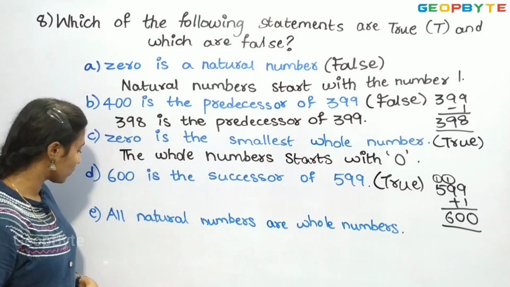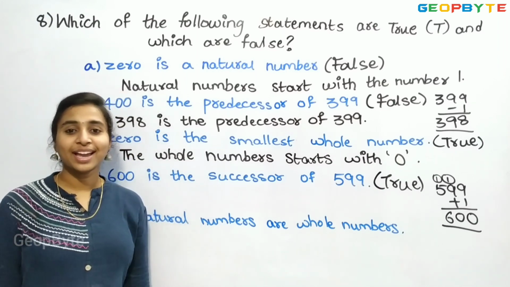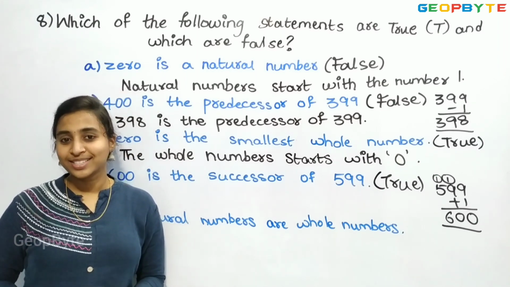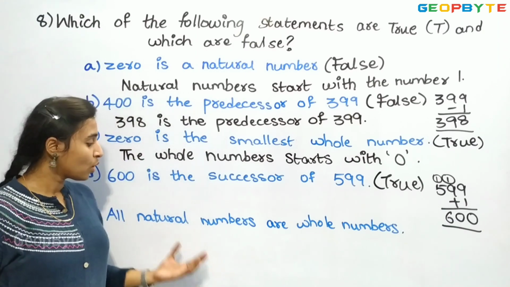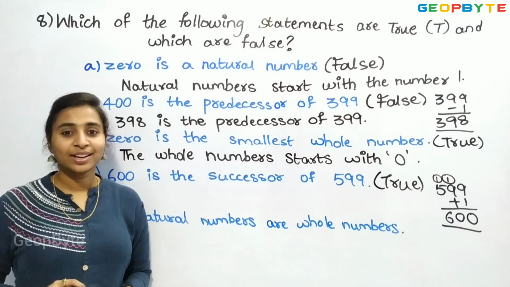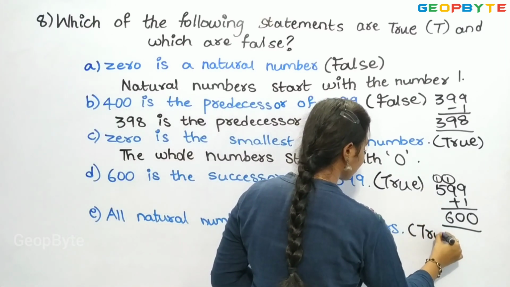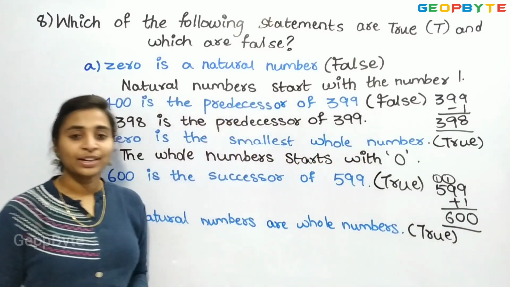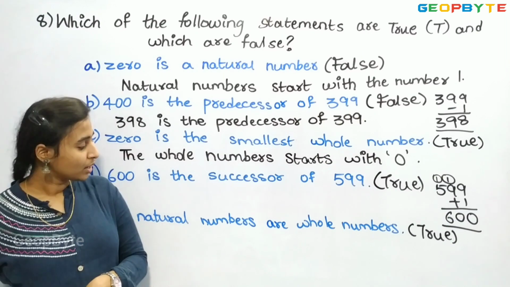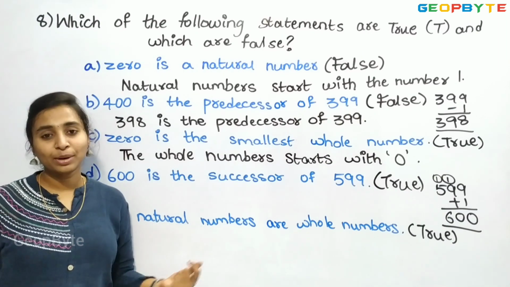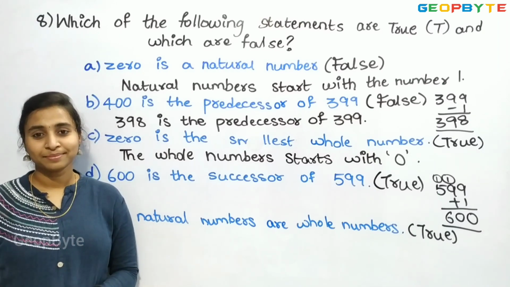Now let us see the next one. All natural numbers are whole numbers. Yes, whole number starts with 0 and natural number starts from 1. So natural numbers are included in the whole numbers. So it is also true. Right? When we add 0 to natural numbers, they are becoming whole numbers. So, all natural numbers will belong to whole numbers. That is why it is true.